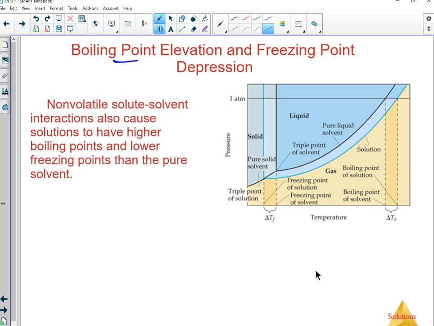Colligative properties maintain the liquid phase over a greater range of temperature. You're welcome. So it's a liquid at a lower temperature, and it's also a liquid at a higher temperature.